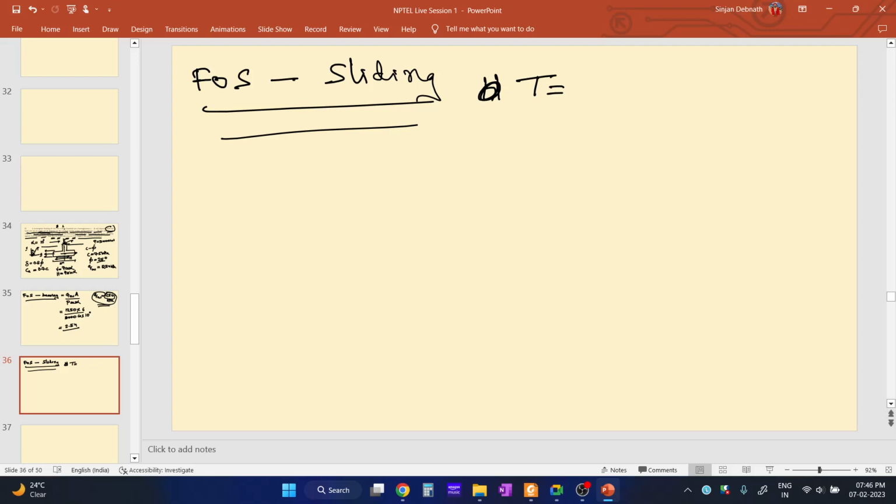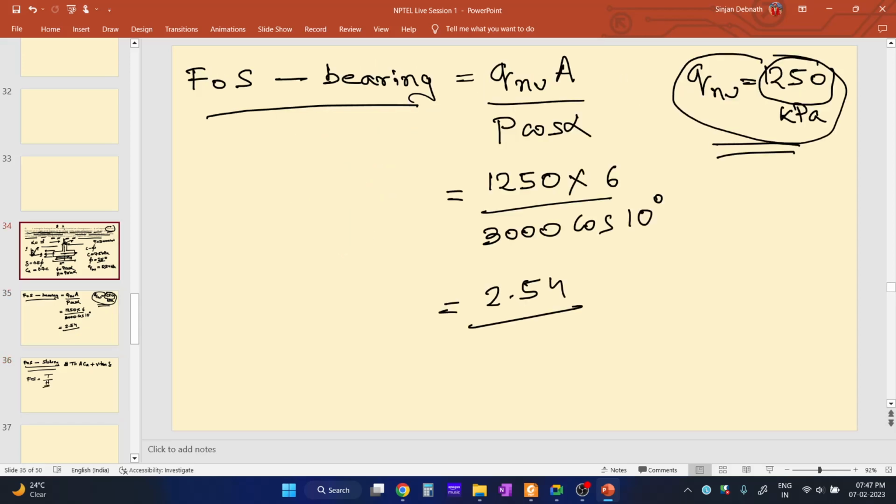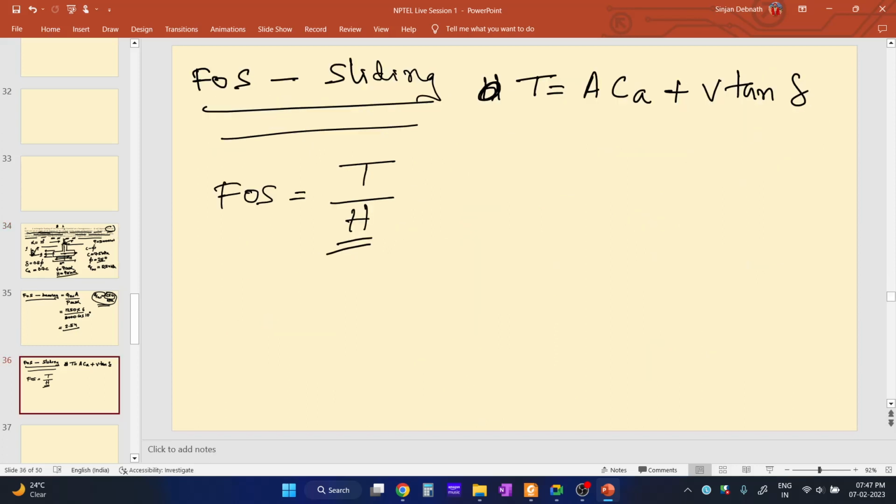The formula for T is area into CA. CA means the adhesion between the base and the soil, plus V tan delta. Delta is the angular friction between the base of the foundation and the soil. So the factor of safety against sliding is actually T by H. What is H? H is the horizontal component of P, that is P sine alpha. So now let us put all the values.